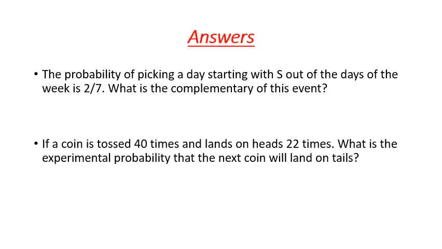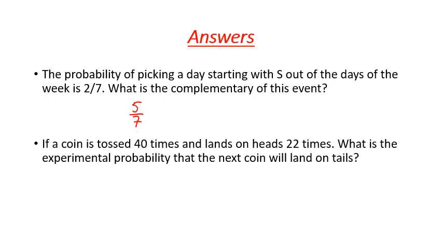The first question says the probability of picking a day starting with S out of the days of the week is 2 out of 7, obviously with Saturday and Sunday. What is the complementary of this event? Well, the complementary event is not picking a day that starts with S, so therefore there's going to be 5 days out of a total possible 7.